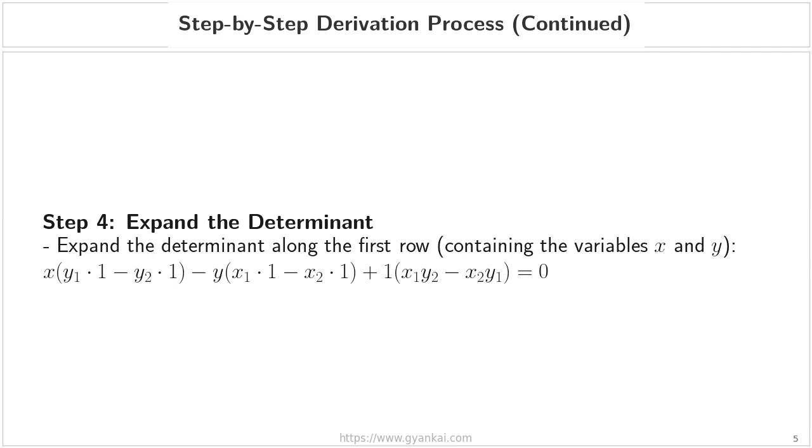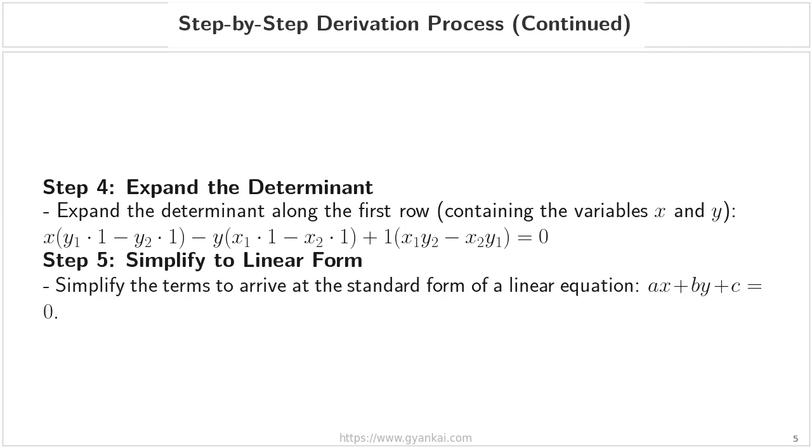Next, remember the sign pattern for determinants. We must subtract the second term. So, we take y and multiply it by the determinant of the remaining elements, resulting in negative y times the quantity x sub 1 times 1 minus x sub 2 times 1. Finally, we take our third element, which is just the constant one, and multiply it by the determinant of the remaining 2 by 2 matrix, which is 1 times the quantity x sub 1 times y sub 2 minus x sub 2 times y sub 1. We set this entire expanded expression equal to 0.